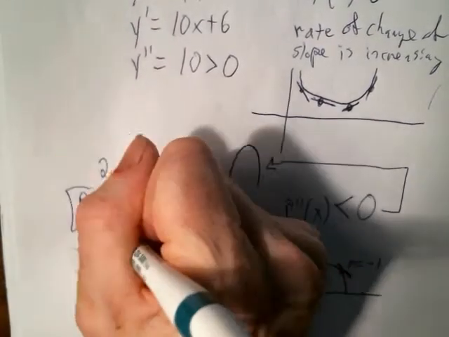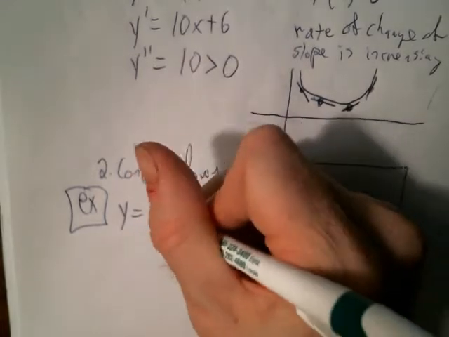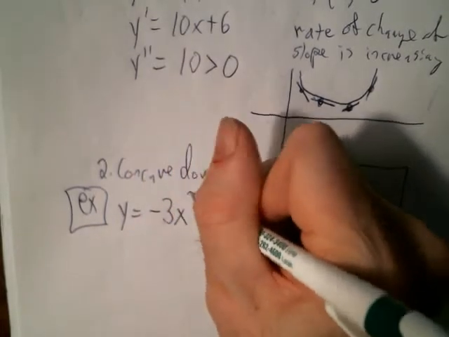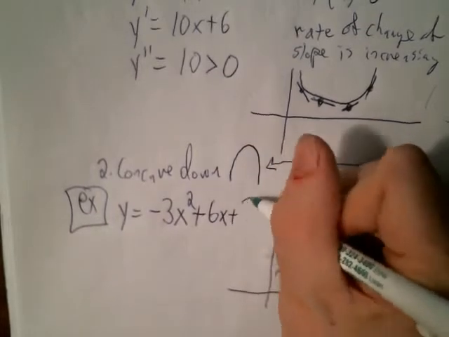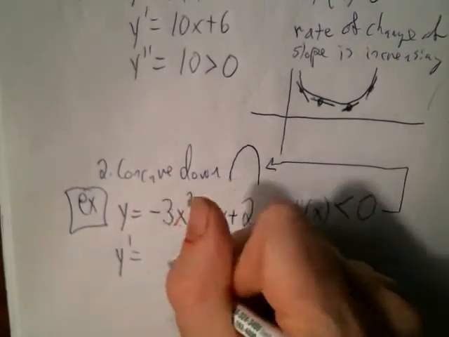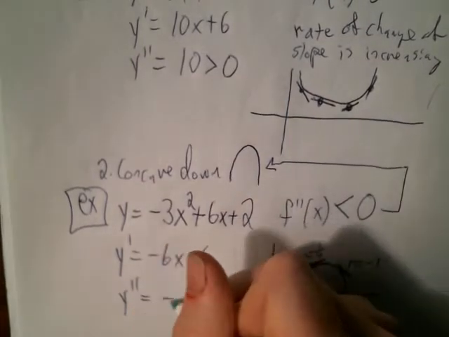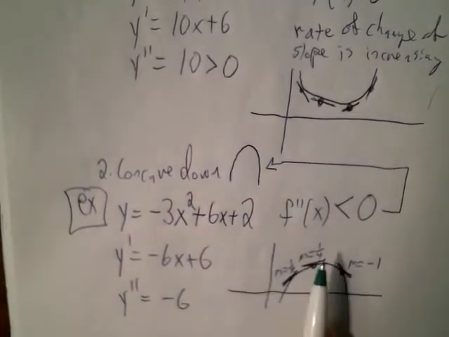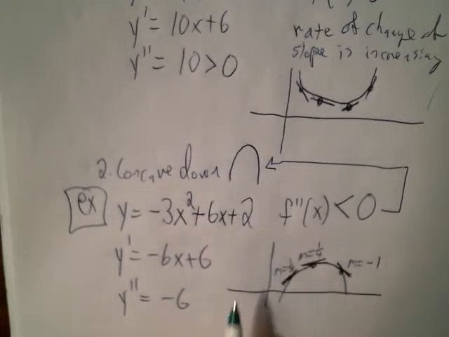And an ultimate example, of course, is a negative leading coefficient on your parabola, which indicates a sad face. So y prime here would be negative 6x plus 6, and then y double prime is just negative 6. The second derivative less than 0 implies that we have a sad face. It's concave down.